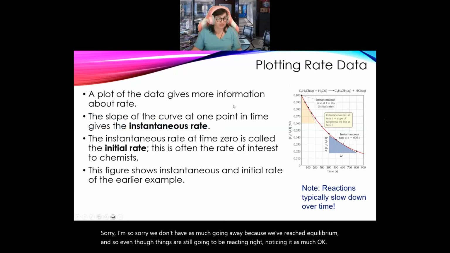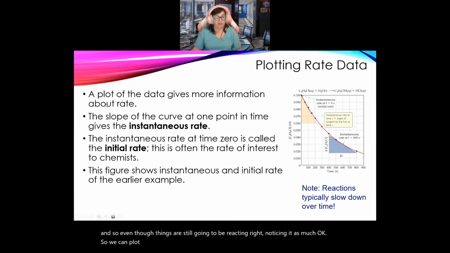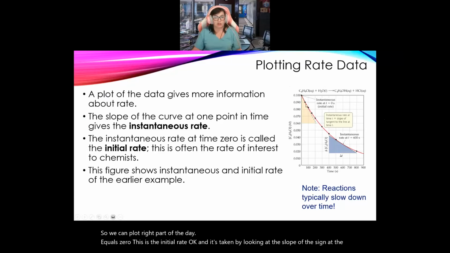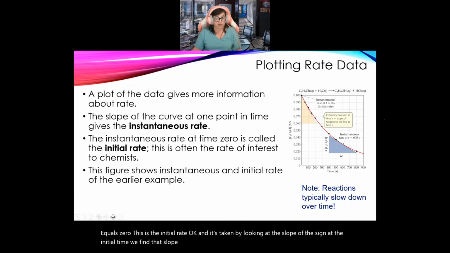So we can plot rate data. Plot of the data gives more information about rate. So we can look at the instantaneous rate at t equals 0. This is the initial rate, and it's taken by looking at the slope of this line at the initial time. We find that slope, that's our instantaneous rate. Instantaneous rate at time t equals 0 is the slope of the tangent to the line at that time, right?